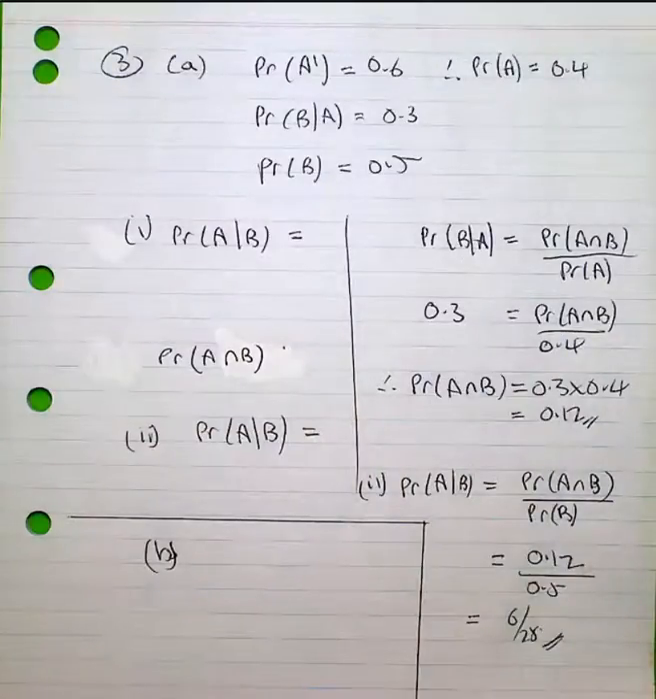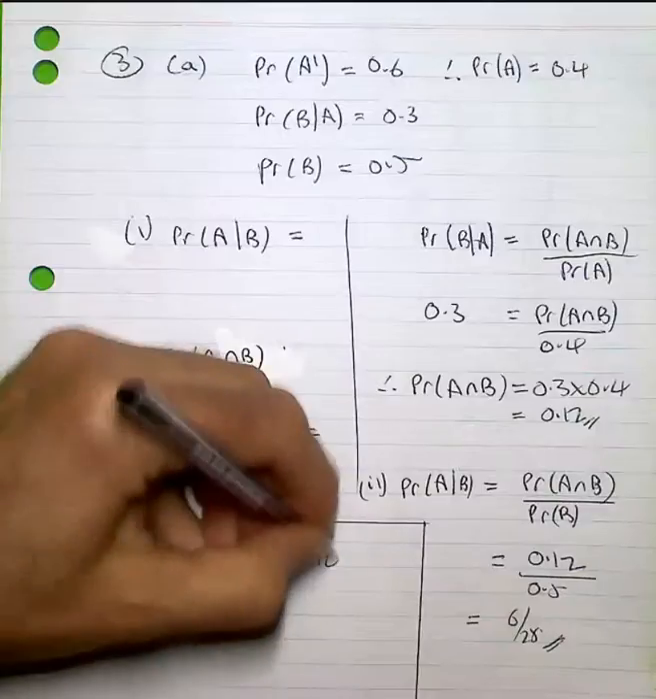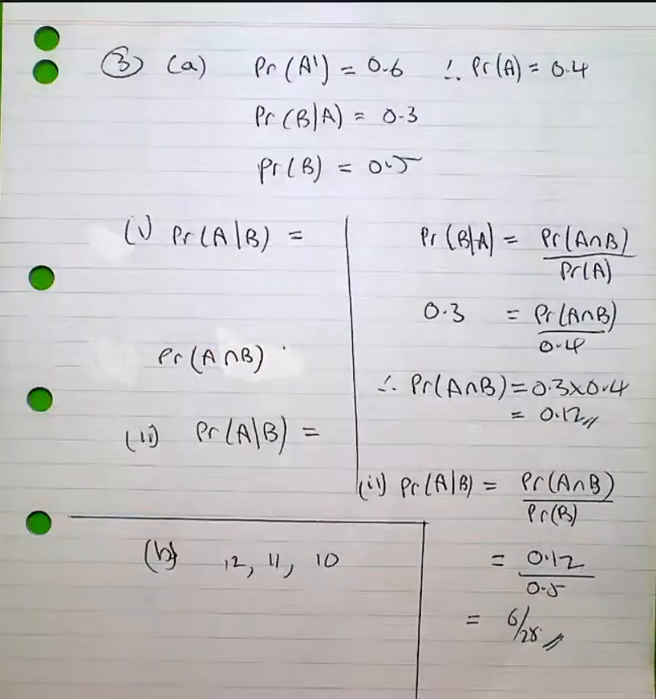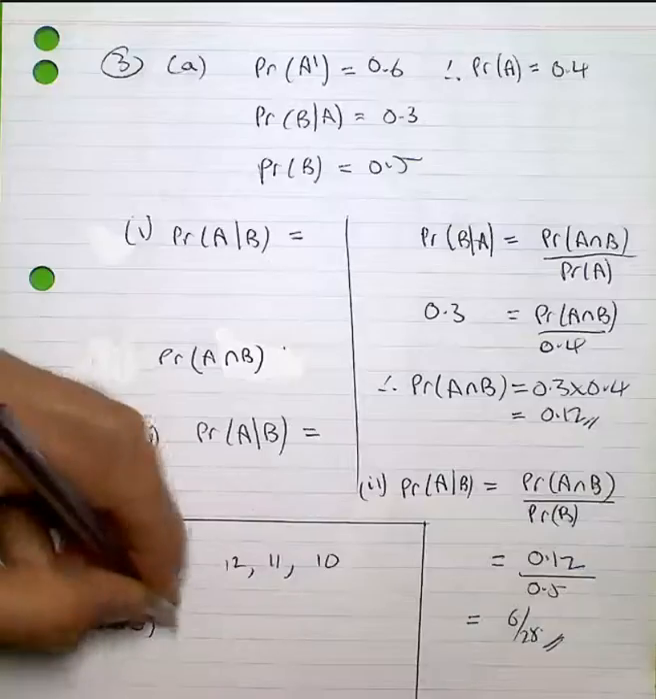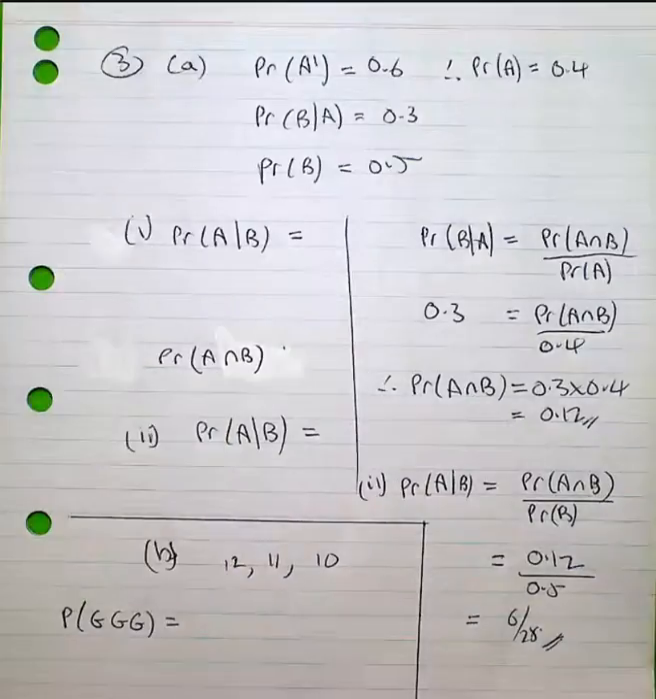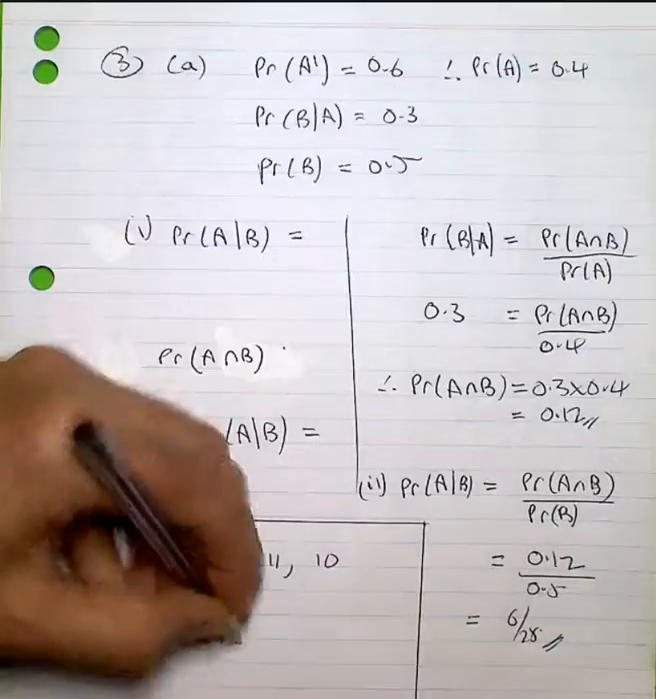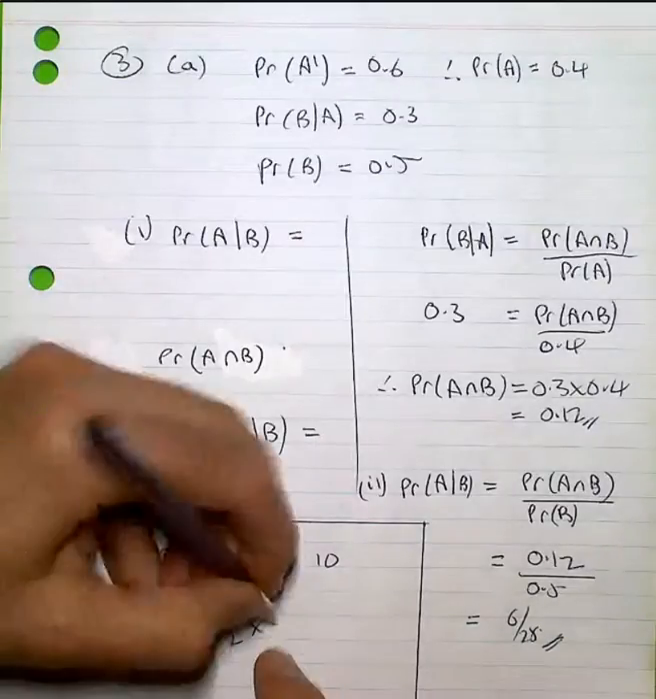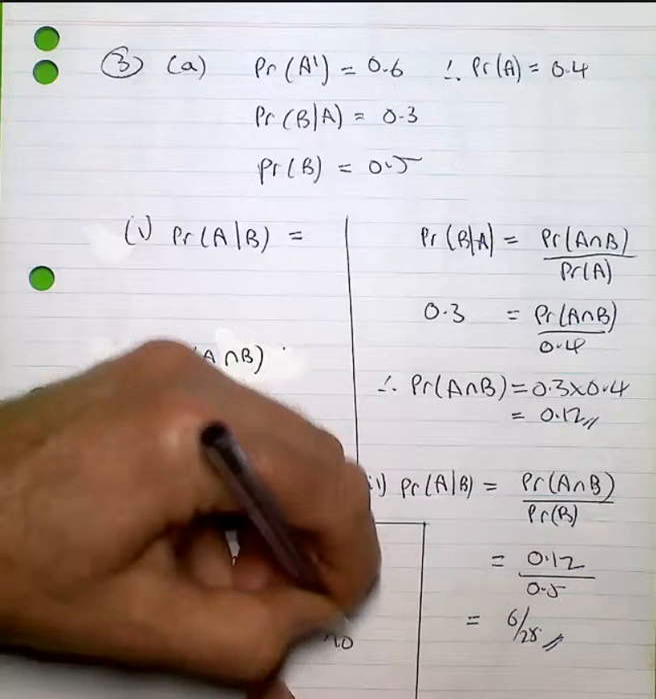In B, you're asked to work out the probability of 3 girls selecting a green ribbon. Now, if you think about it, you've initially got 12 ribbons, and then you've got 11, and then you've got 10 by the time the third girl comes around. So the probability of green, green and green is going to be 8/12, or 2/3, times 7/11, and then times 6/10.